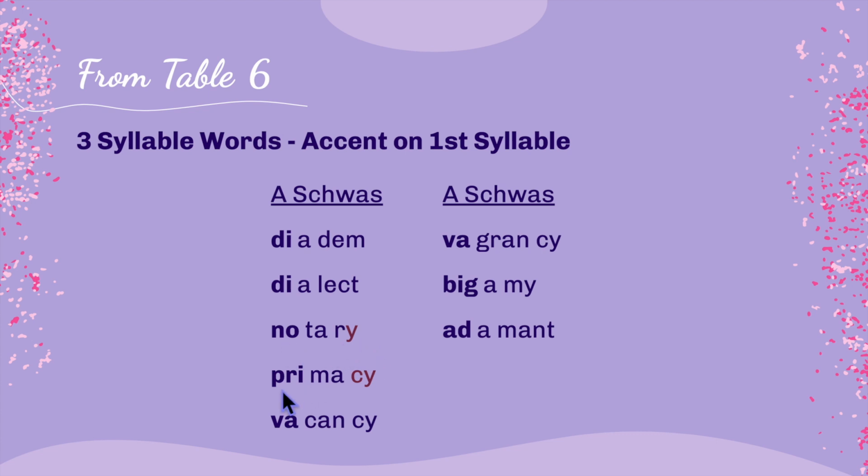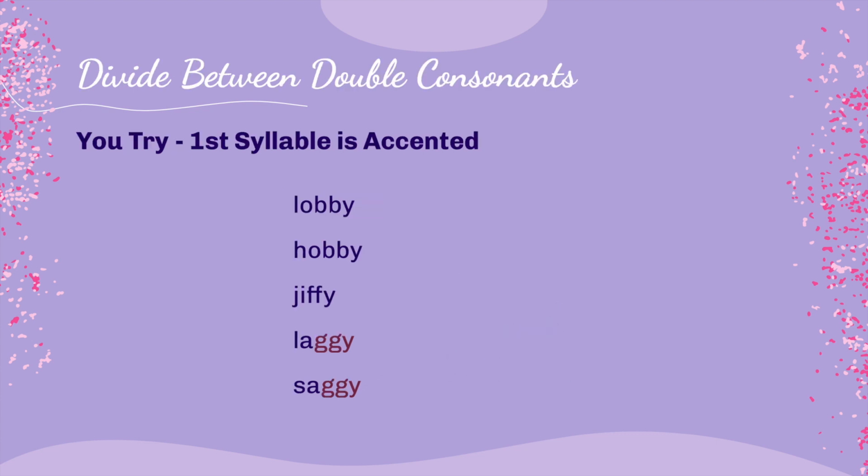Notary. Primacy. Vacancy. Vagrancy. Bigamy. Adamant. I want you to stop and divide these 5 words into syllables and try sounding them out. You're going to divide the words between the double consonants. And remember that since these words have the first syllable accented, the Y at the end is going to have a long E sound. And the 2 G's with a Y in both of these words mean that the G will have its hard G sound.